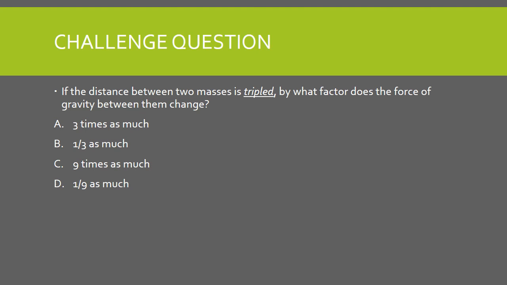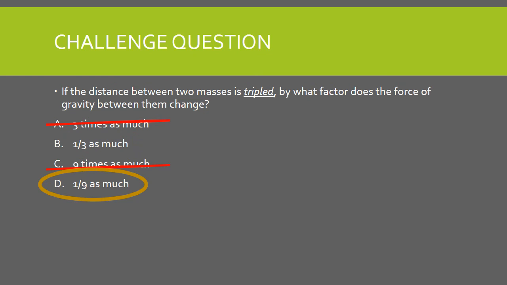If you said A or C, realize that those are incorrect. If the distance is greater, then the force is going to be smaller. So it's either got to be B or D. It's got to be a smaller amount than you started with. And if you said B, because triple is a factor of 3, so 1/3 as much, makes sense, unfortunately, you'd be incorrect, because it's 1/9.